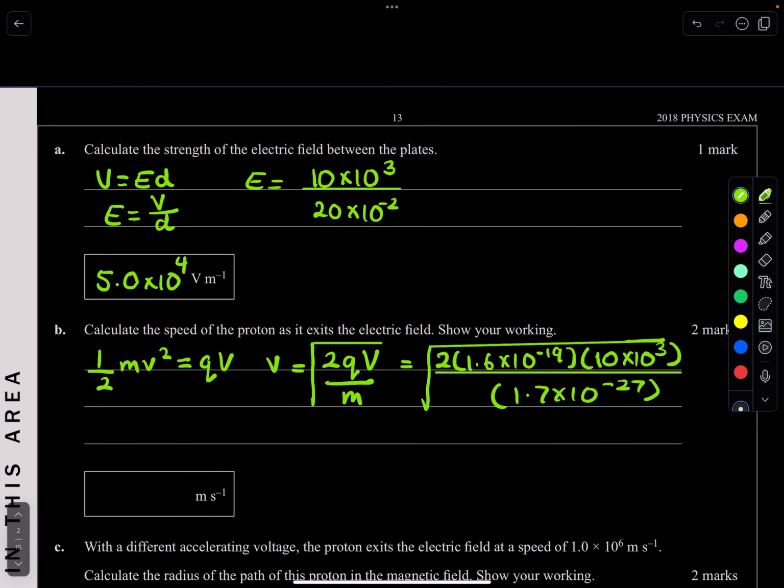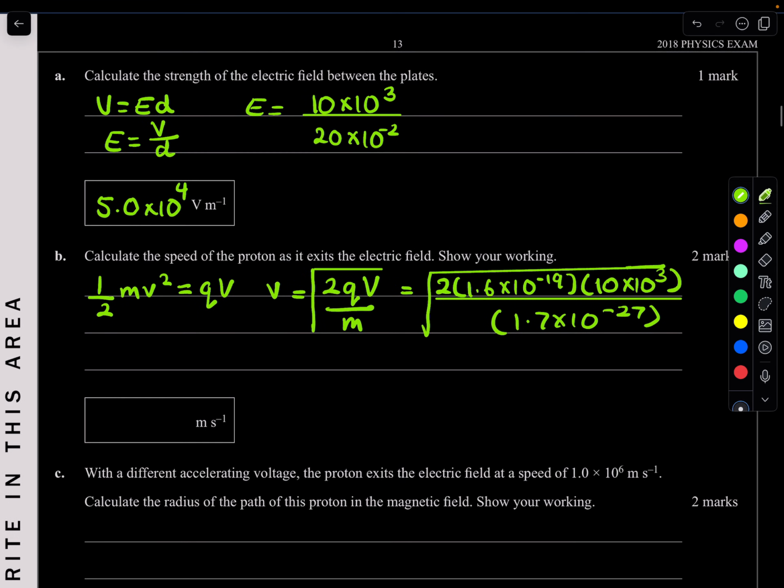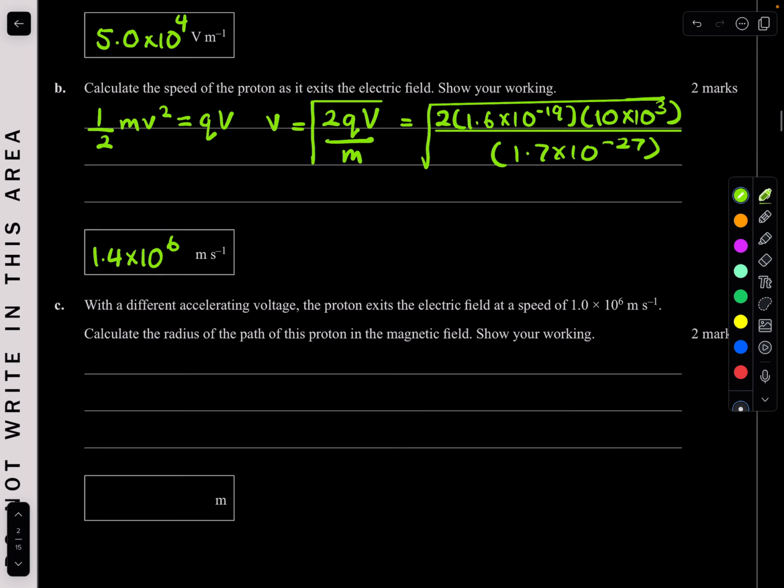Looks good. So putting that in my calculator: 1.6 times 10 to the negative 19, times 10 times 10 to the power of 3, divided by 1.7 times 10 to the negative 27. That gives me, to 2 significant figures, 1.4 times 10 to the power of 6 meters per second. That looks good.